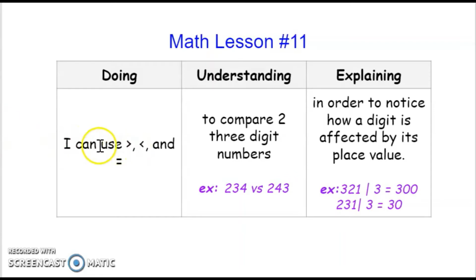I can use greater than, less than, and equal to compare two three-digit numbers. For example, 234 versus 243. In order to notice how a digit is affected by its place value. For example, the 3 in 321 represents 300, whereas the 3 in 231 represents 30.